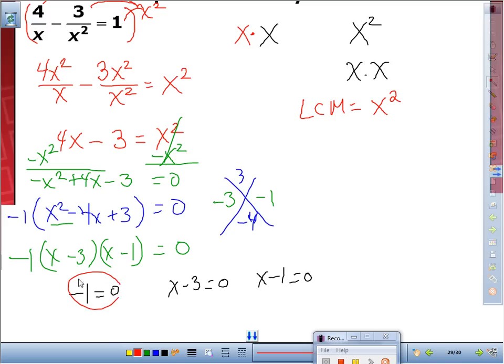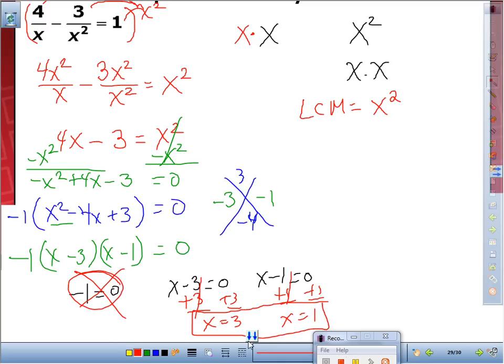Is this true right here? No. This one, plus 3, x equals 3. This one, plus 1, x equals 1. And we're done. That's it.